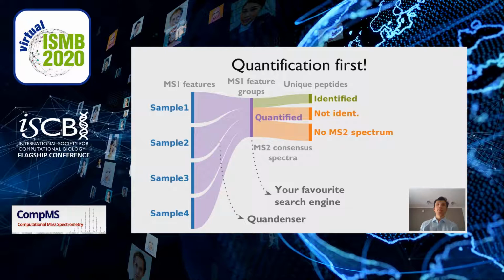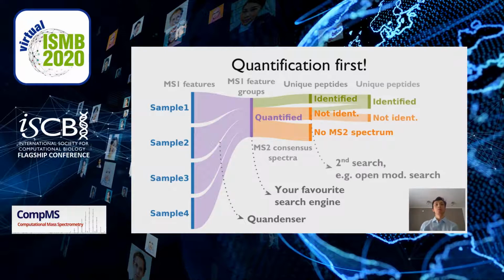Also interesting is an approach that has become more and more common, which is to subsequently search our unidentified spectra with a second search engine, for example an open modification search, and thereby increase the number of identifications we get. The nice thing about this is that we can keep using different identification techniques without having to redo the quantification, which in essence also doesn't actually change.